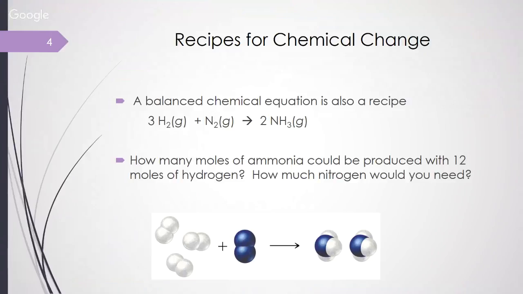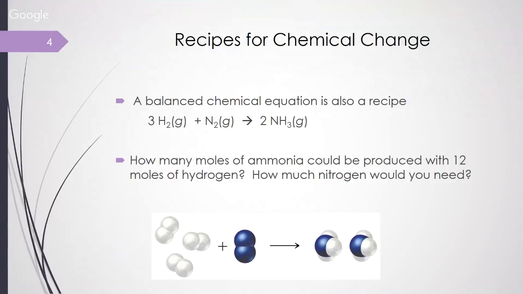So how many moles of ammonia could be produced with 12 moles of hydrogen? I look at my recipe, which comes from my number of moles. It says 3 moles of hydrogen gives me 2 moles of ammonia. If I have 12 moles of hydrogen, that means I have 4 times the amount that is necessary in my chemical equation, or my recipe.